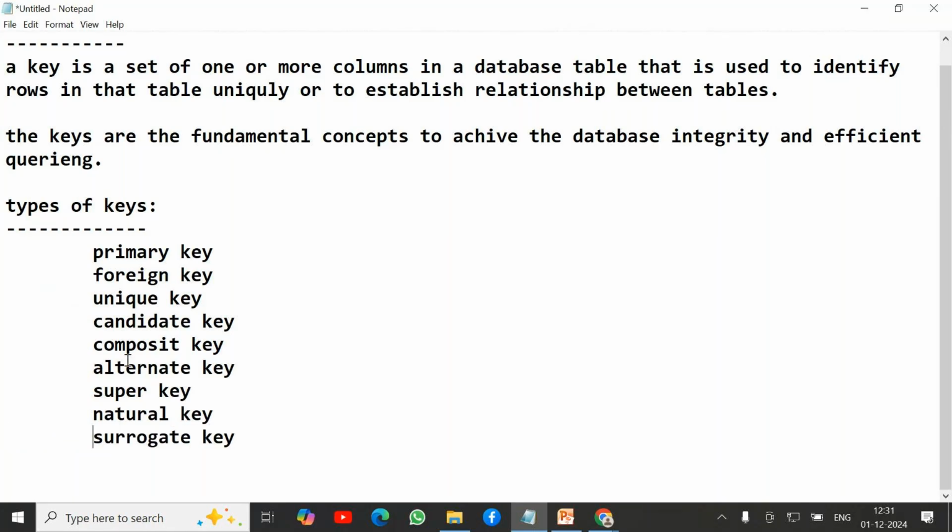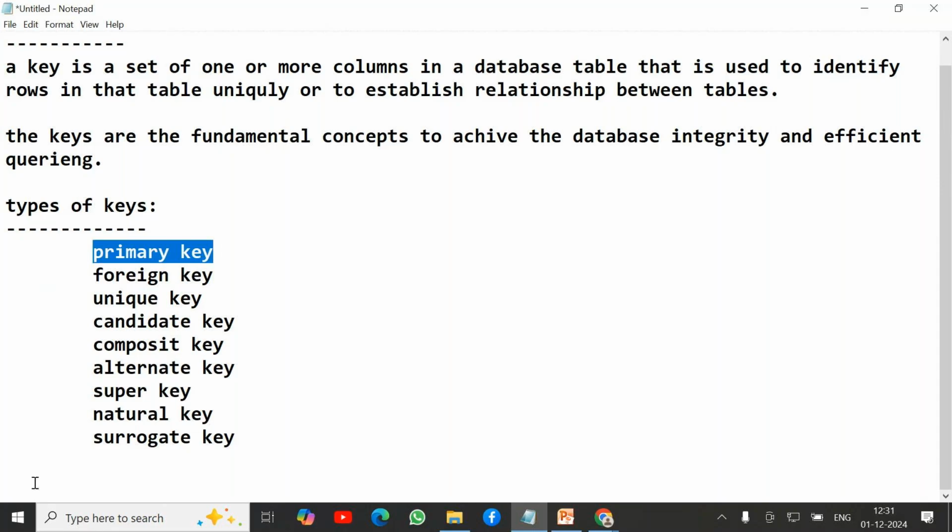A key is a set of one or more columns in a database table that is used to identify rows in that table uniquely or to establish the relationship between the tables. Keys are a fundamental concept to achieve database integrity and efficient querying. The types of keys are primary key, foreign key, unique key, candidate key, composite, alternate, super and natural, and finally surrogate key.